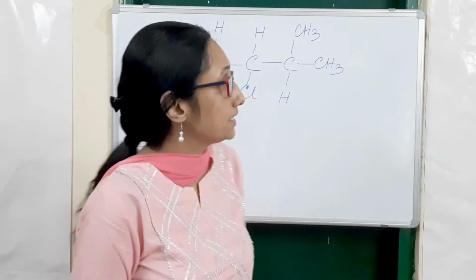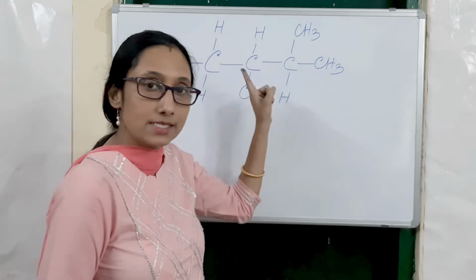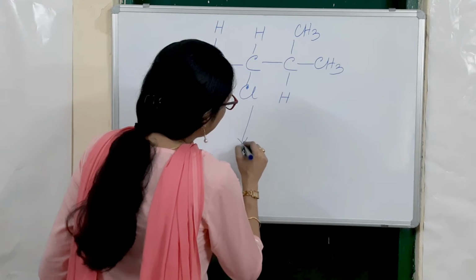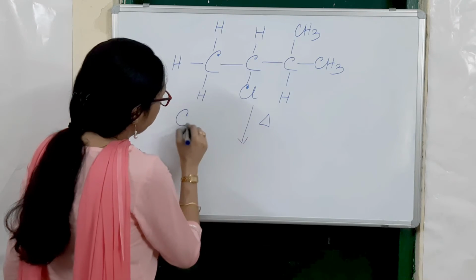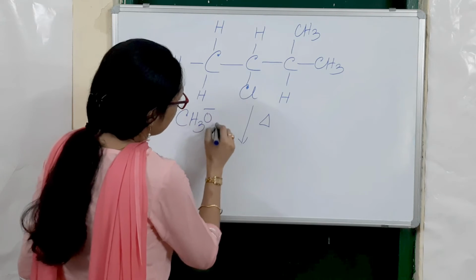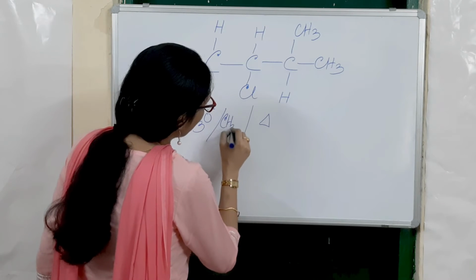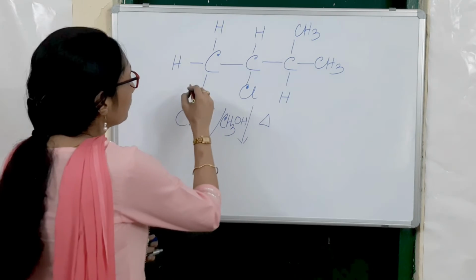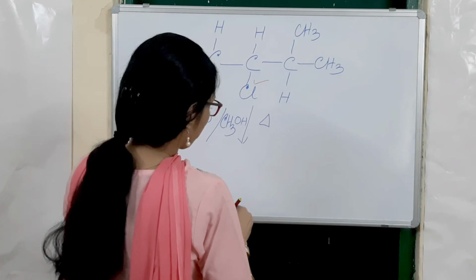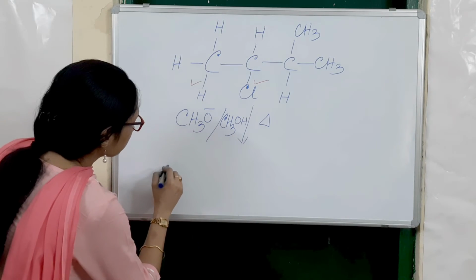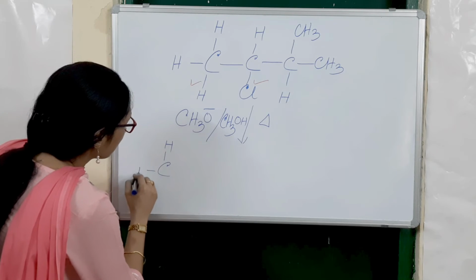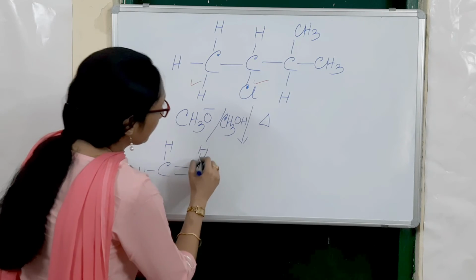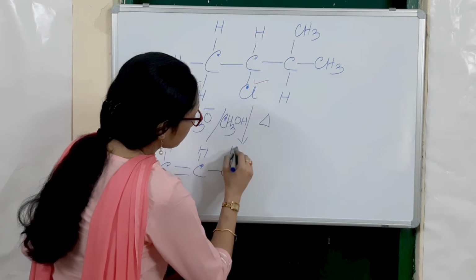Let us discuss the dehydrohalogenation of this alkyl halide. Suppose you heat this alkyl halide with the base methoxide in the presence of methyl alcohol. So now first I will remove this H and this Cl. So the product will be a double bond formed here. This is intact.